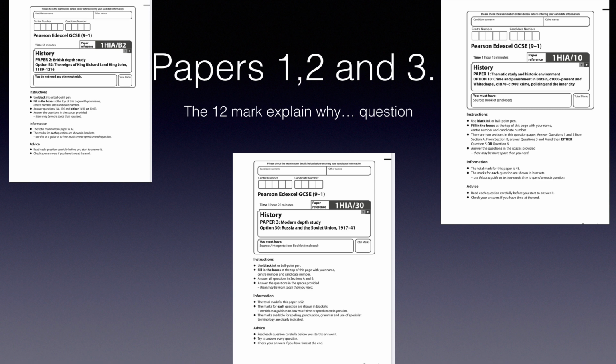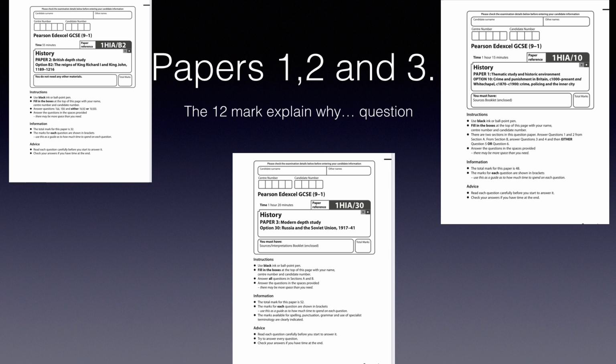Paper 2, the depth study, is going to be on your medieval part. So whether you're doing medieval or early modern, it's going to be in there. And paper 3, it's going to be in the early sections. This is going to be question 2. This will always focus on causation. Okay, so it's always an explain why something happened question.